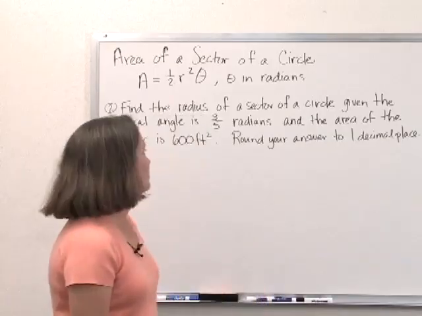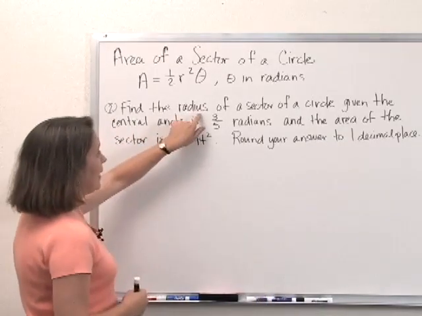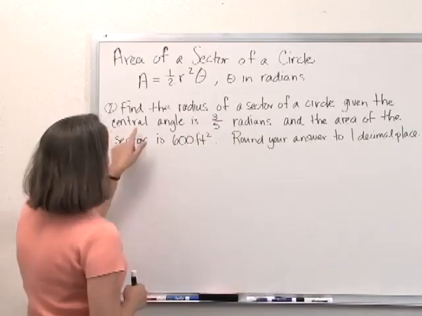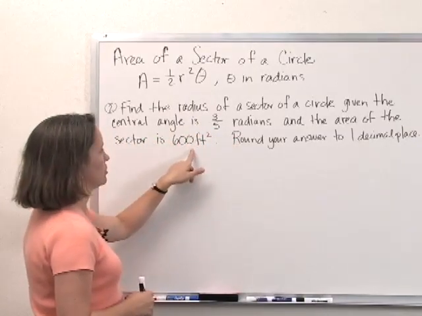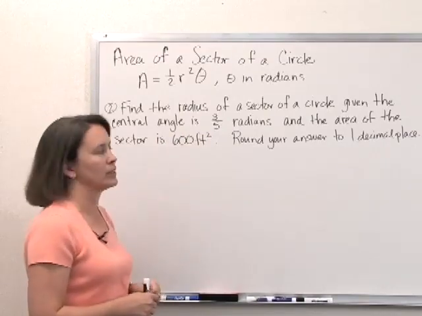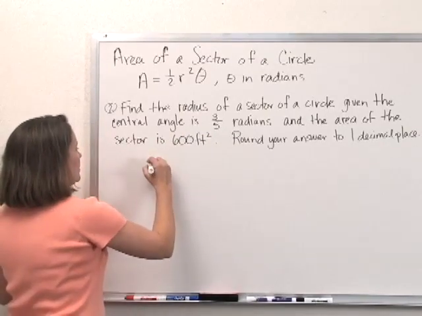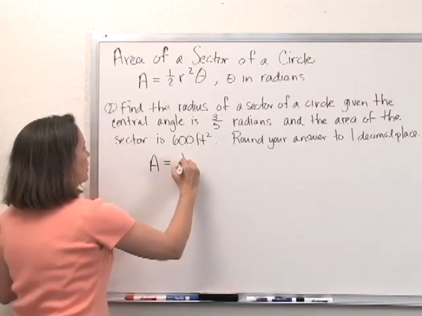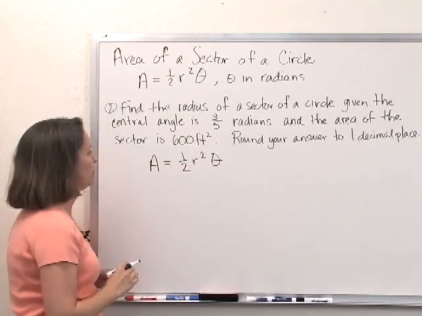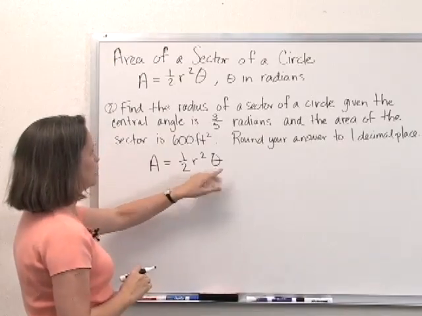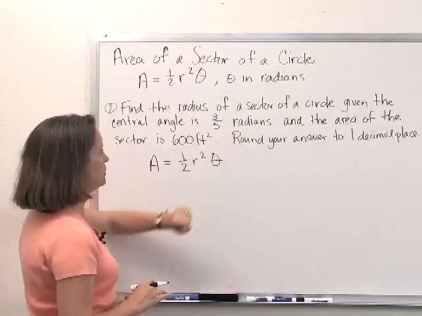Here's a second example of the area of a sector of a circle. Find the radius of a sector of a circle given the central angle is 3/5 radians and the area of the sector is 600 square feet. Round our answer to 1 decimal place. Okay, so we know we can use that formula. Area is 1/2 r squared theta for a sector of a circle. Theta needs to be in radians, so let's check that first. Great, this time we have our angle given in radians.